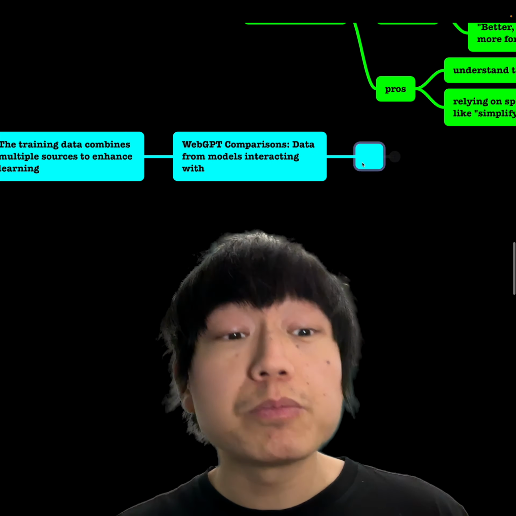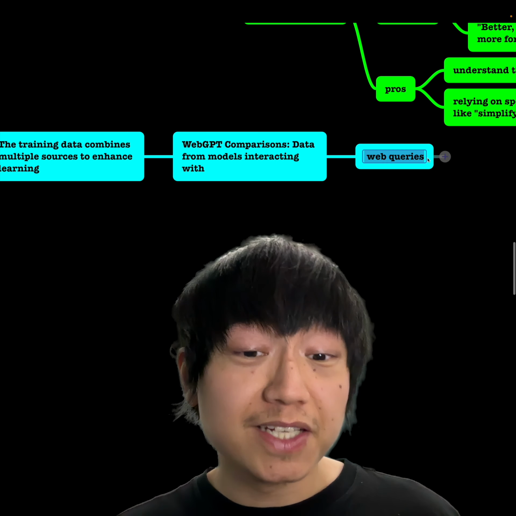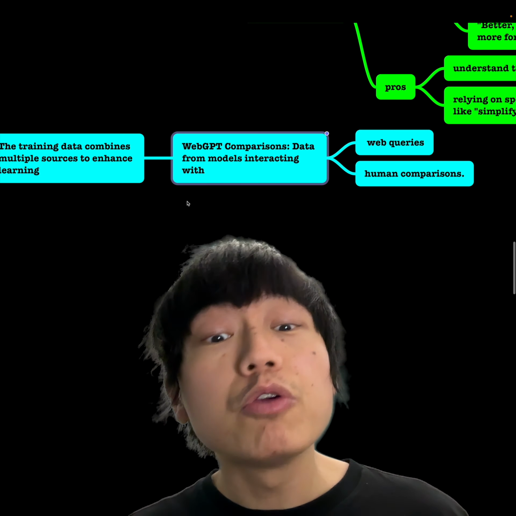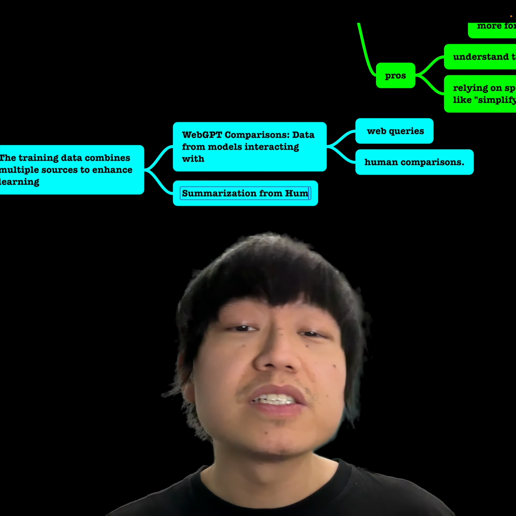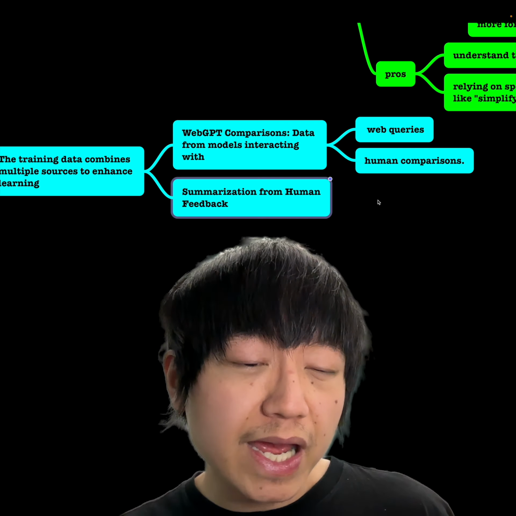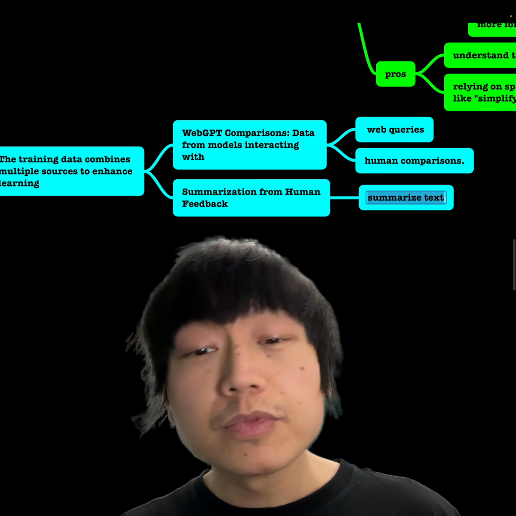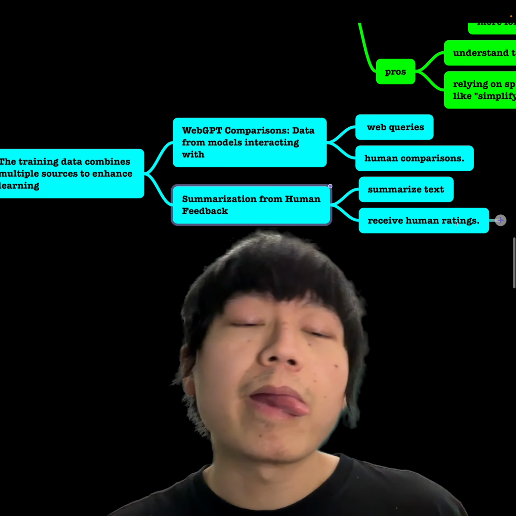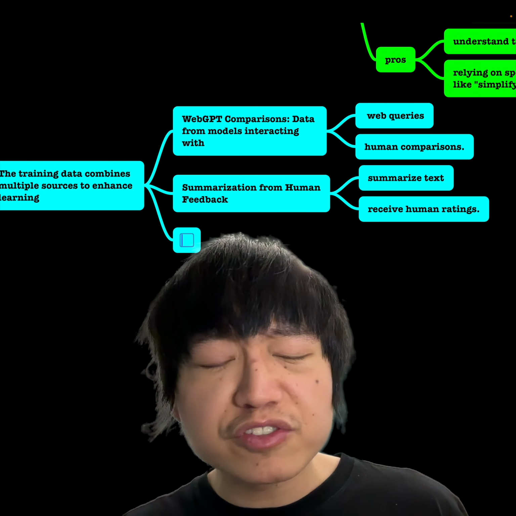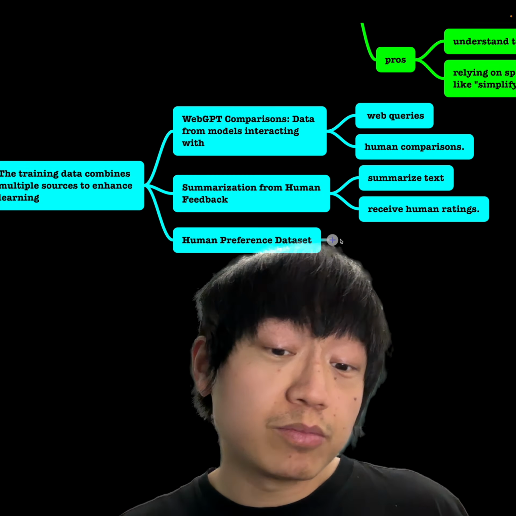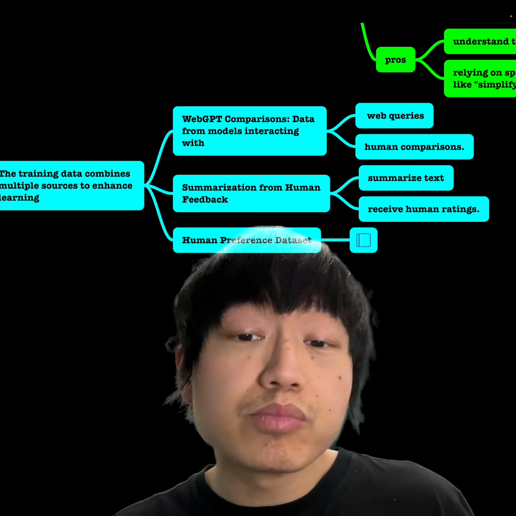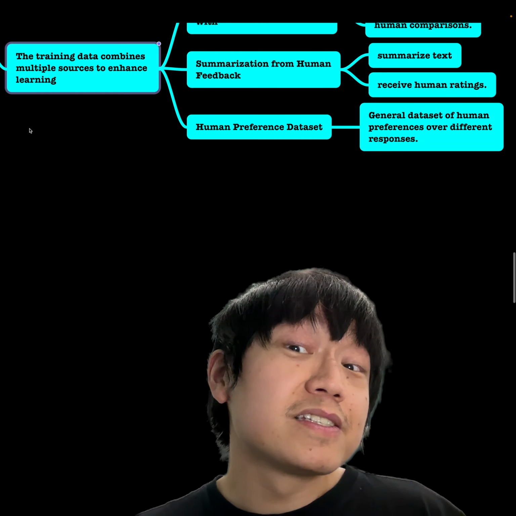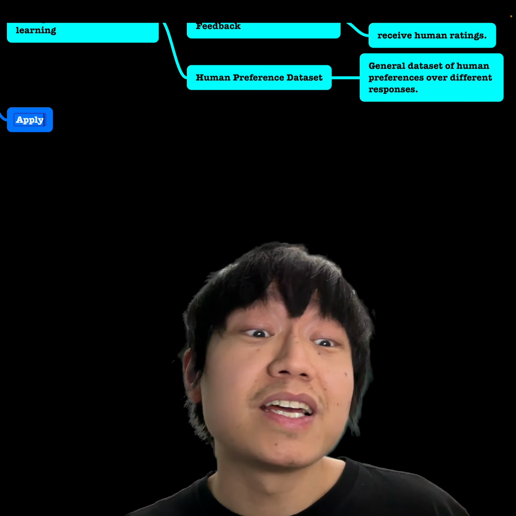The first one is WebGPT comparison. So the data from models interacting with web queries and human comparisons. And the second is summarization from human feedback, in which the models summarize the text and receive human ratings, right? And the third one is the human preferences dataset, which is a general dataset of human preferences over different responses. The next is applying chain of hindsight at test time.